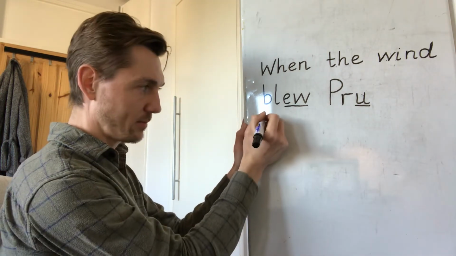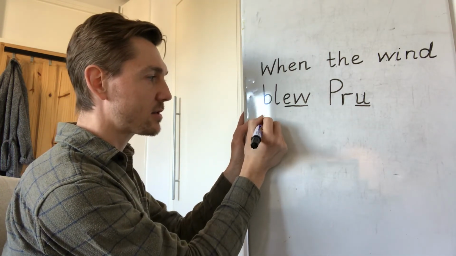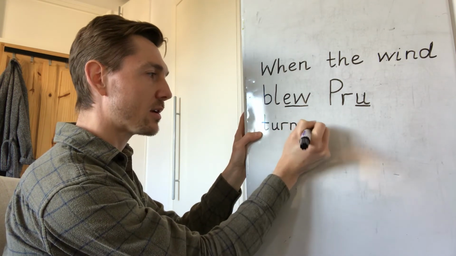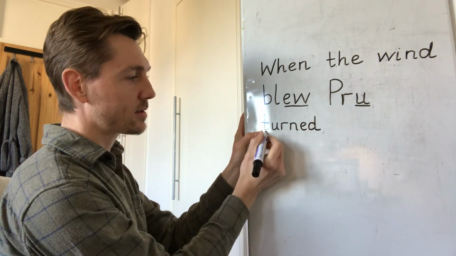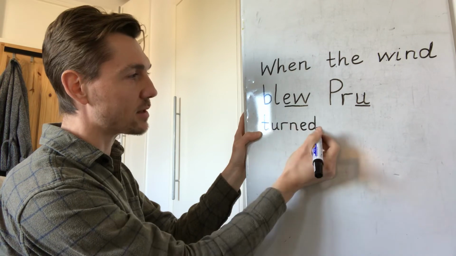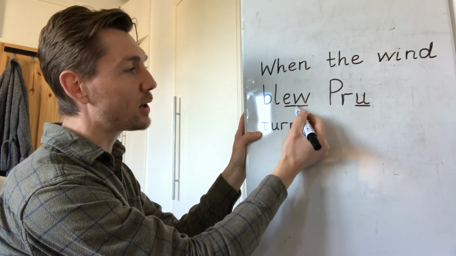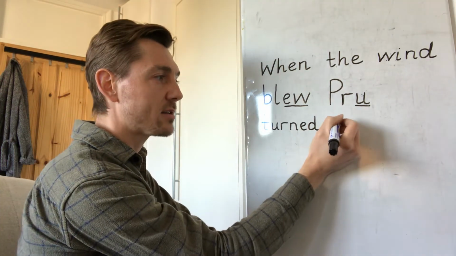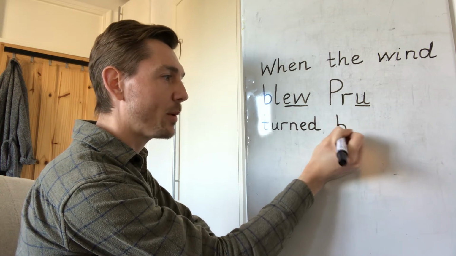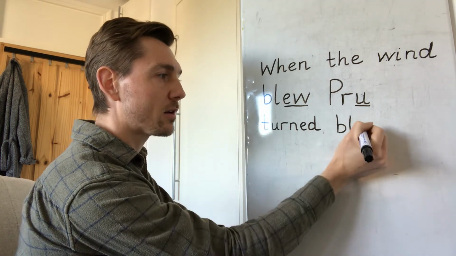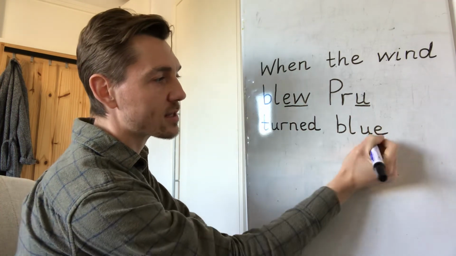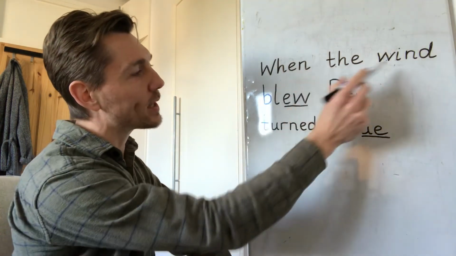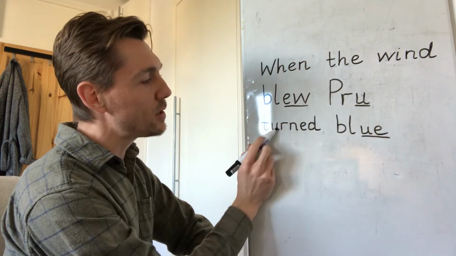turned. Say the sounds to write turned. T, n, d. T, n, d. Turned. When the wind blew, Prue turned blue. Now it is the colour, isn't it? So how do we spell that? B, oo. It's a different spelling of oo. It's the UE spelling of oo in the colour blue. When the wind blew, Prue turned blue.